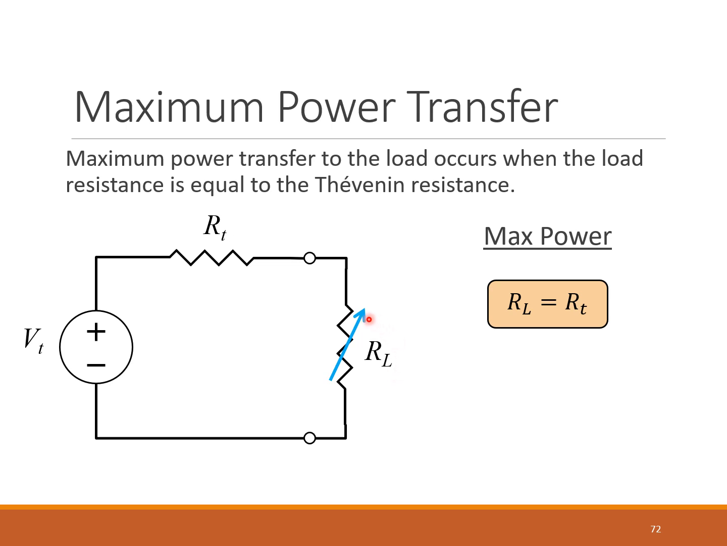We could use our circuit analysis techniques to figure out the voltage across this resistor or the current through it. We could then use our power equations in a resistor, V squared over R, I squared R, or I times V, and we would find that our P_L max is equal to the Thevenin voltage squared divided by 4 times the Thevenin resistance. So that's the maximum instantaneous power that our circuit could provide to a load.